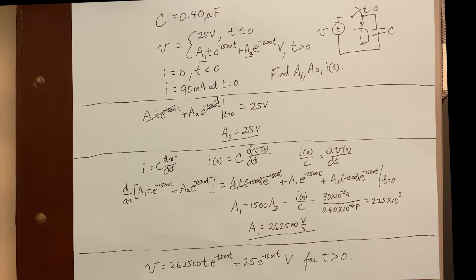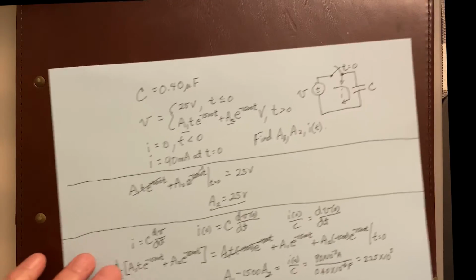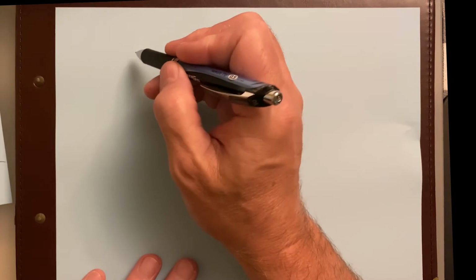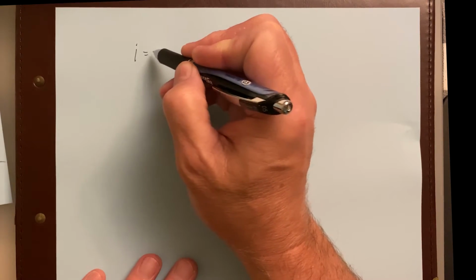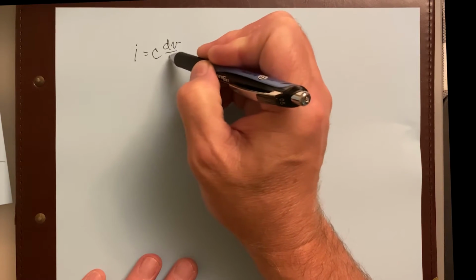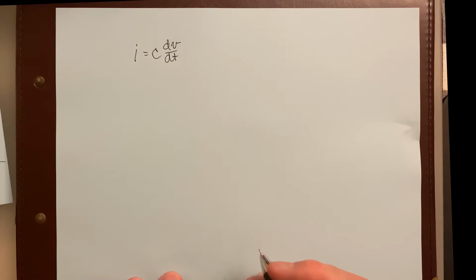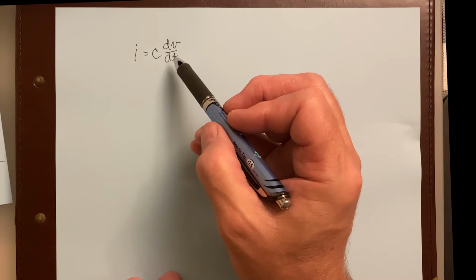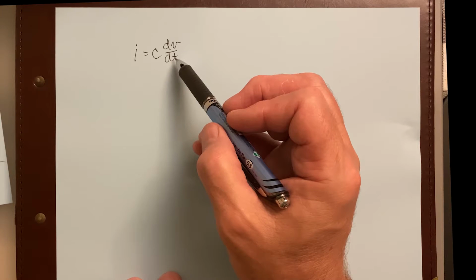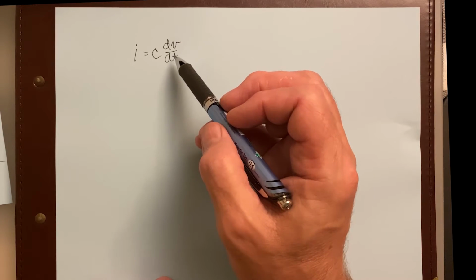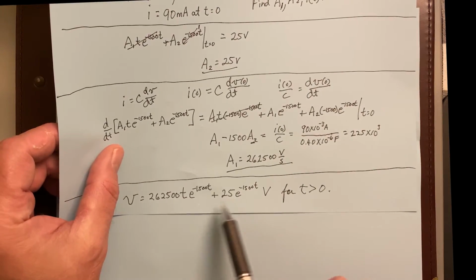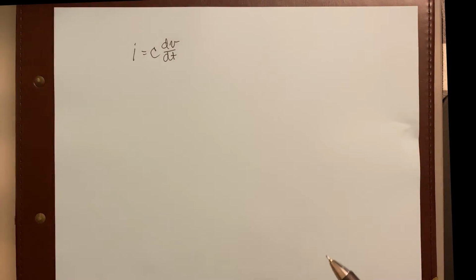All right, now what we want to do is get to the current function. We want to find I of T. Well, you go back to your original relationship between voltage and current for the capacitor. I is C dV/dt. And we've already done this once. We've already taken dV/dt, so we could do that again. But we could also just start with this one right here, take the derivative of it, multiply by C, and that gives us our I function.